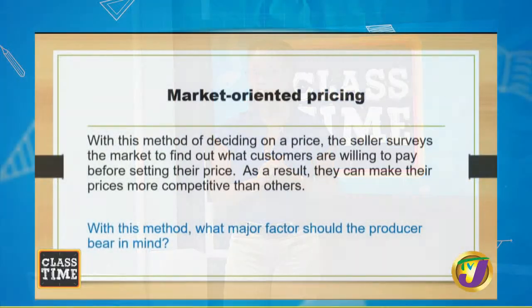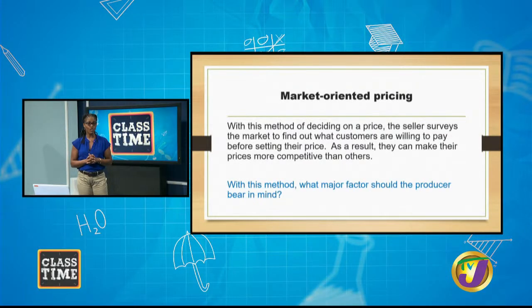Now, another pricing method is what we call market-oriented pricing. Now, with this method of deciding on a price, the seller surveys the market to find out what customers are willing to pay. So you find out what your competitors are selling this item for. So for example, if your competitor is selling the item for $200, then you might want to sell it for $180, somewhere about there, right? To ensure that you are below that rate to lure customers to purchase your goods.